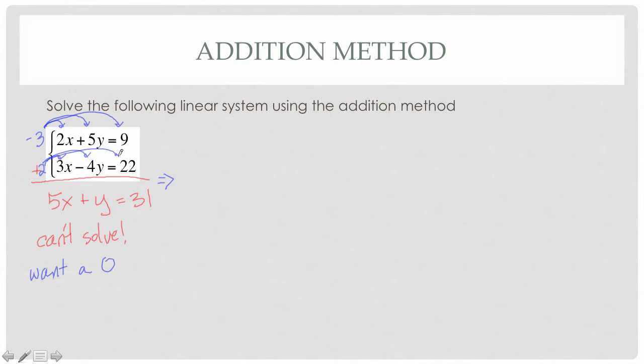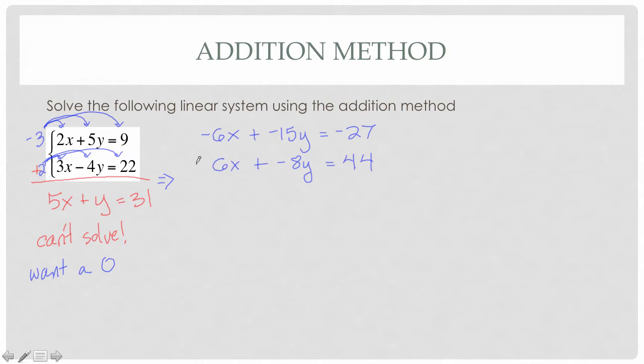So I'm multiplying both equations. Negative 3 times 2x is going to give me negative 6x plus negative 3 times 5 is going to be negative 15y equals negative 3 times 9 is negative 27. So I multiplied both sides of the top equation by negative 3. Now I'm going to multiply both sides of the bottom equation by 2. So 2 times 3x gives me 6x plus 2 times negative 4 gives me negative 8y equals 2 times 22 is 44.